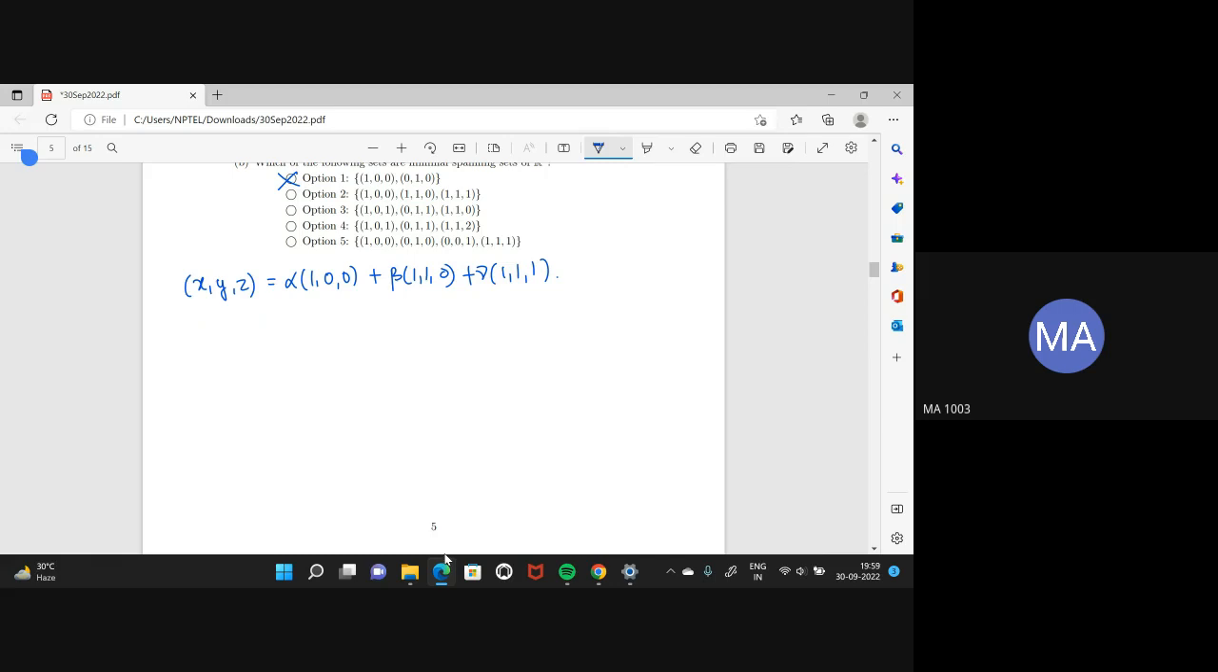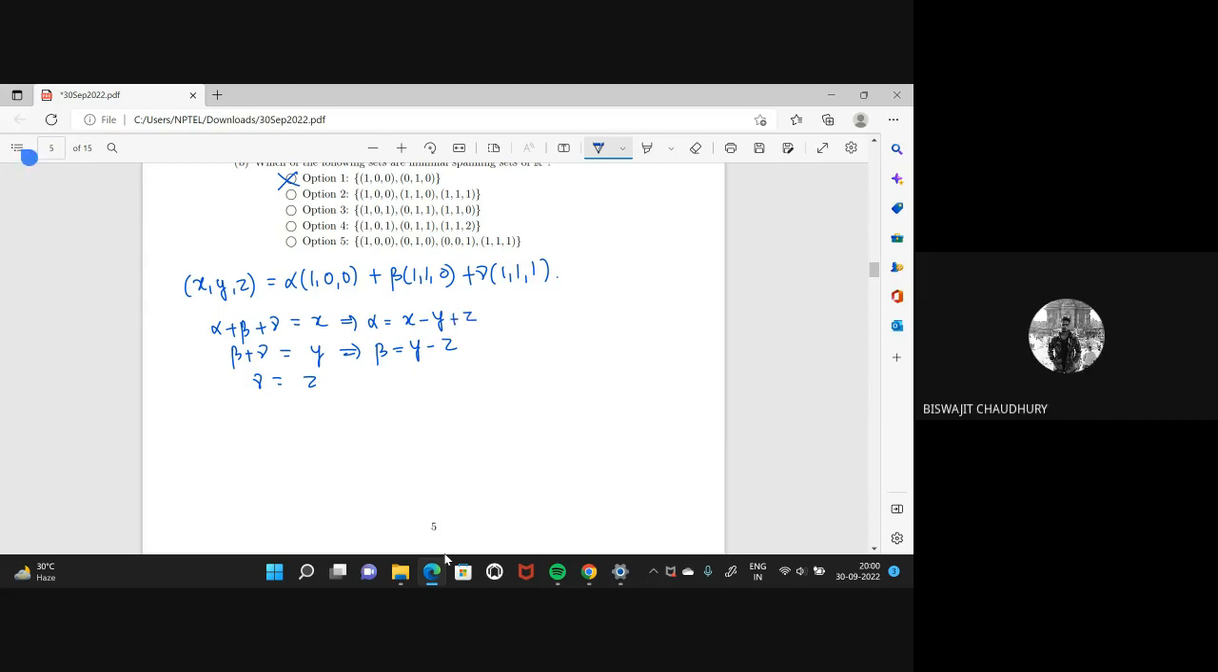You can directly find gamma. Gamma is Z, right? Yes. Alpha plus beta plus gamma is X. Beta plus gamma is Y. Gamma is Z. So from here we have beta is Y minus Z. So alpha is X minus Y minus Z.